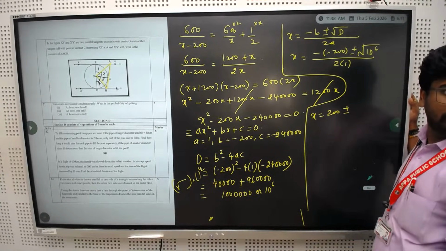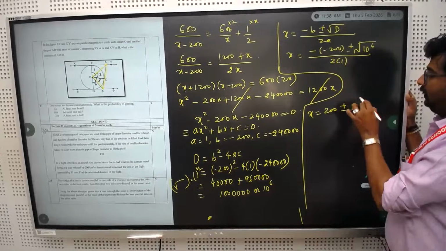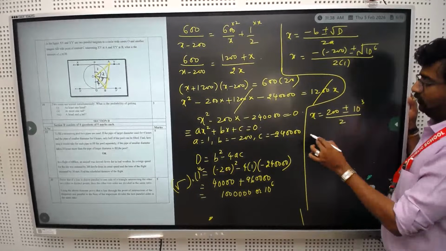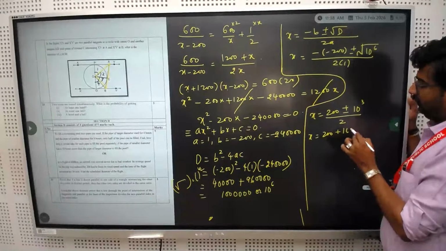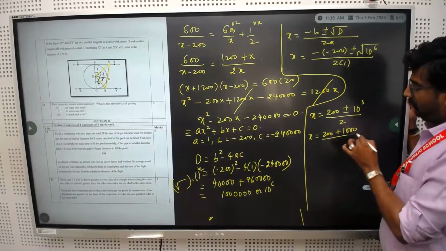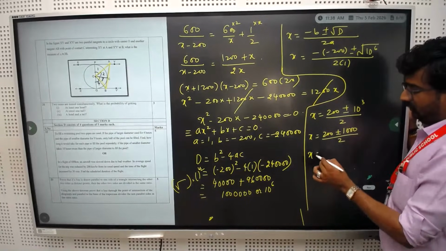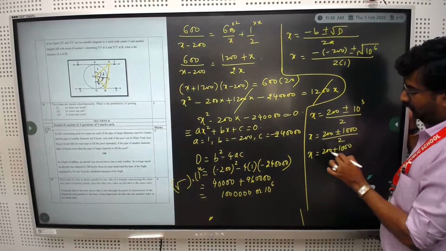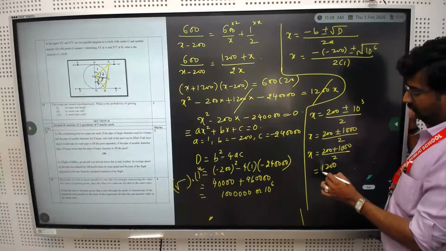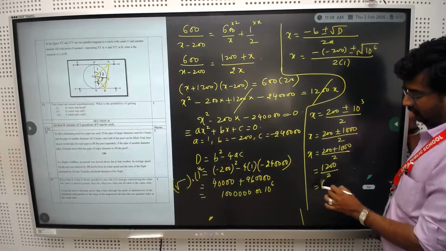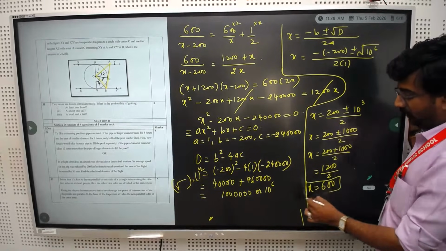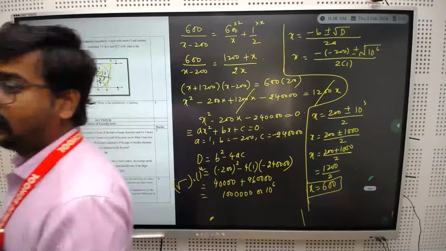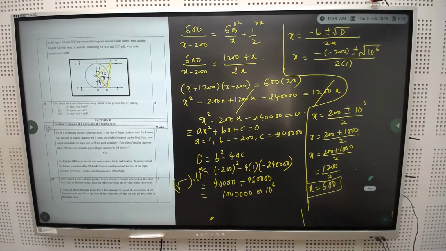If it is reduced to half, what will it become? 10 cube by 2. x equal to 200 plus 10 cube, means 1000, by 2 plus or minus. When I take plus, 200 plus 1000 by 2, how much is it? 1200 by 2, which is nothing but 600. And what is the speed of the flight? 600 kilometer per hour. When it has been reduced by 200, how much did the speed of the flight become? 400 kilometer per hour. Okay, complete this fast.